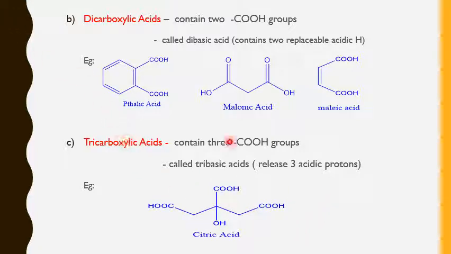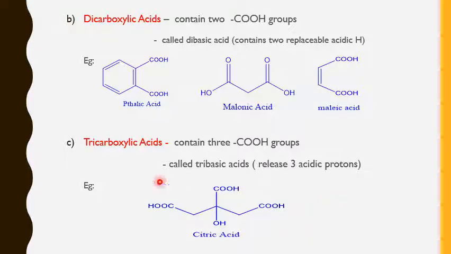So let us summarize today's class. First of all, we have seen the generic formula of carboxylic acids, represented by RCOOH, and we have also seen that it is a combination of two functional groups. One is carbonyl, the other one is hydroxyl, and the name is a combination of carb from carbonyl and oxyl from hydroxyl. Therefore, it is named carboxylic.